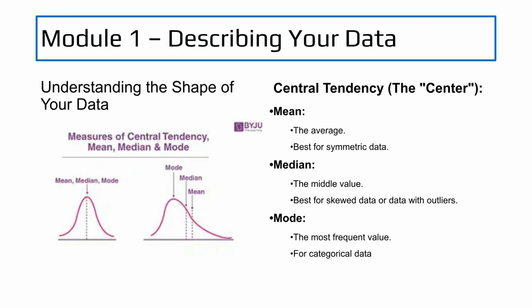We have 3 key measures. The mean, which is the simple average and works best for symmetric data. The median, or the middle value, which is perfect for skewed data because it isn't affected by outliers. And the mode, which is the most frequent value and is typically used for categorical data. Let's think about what the differences are.